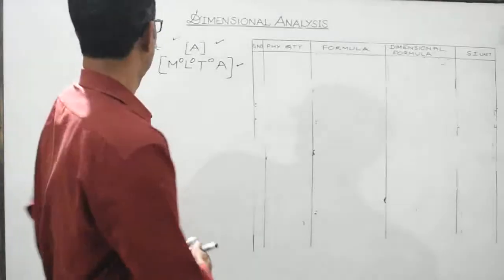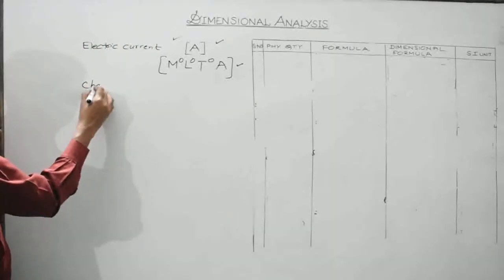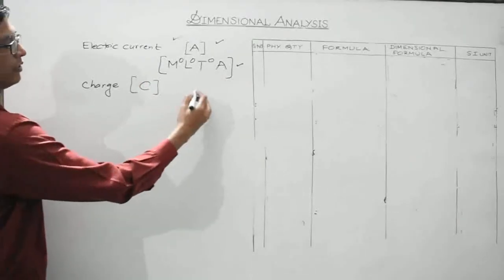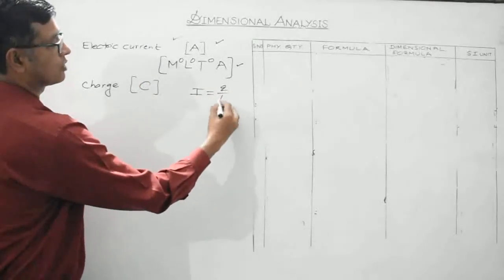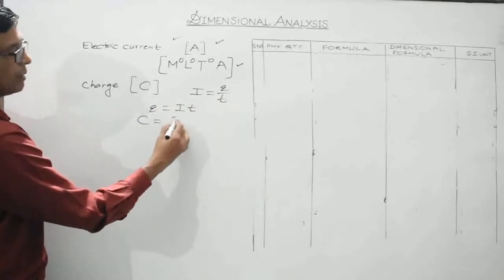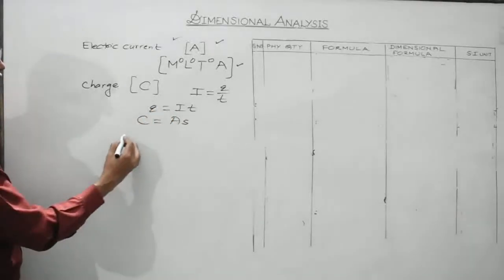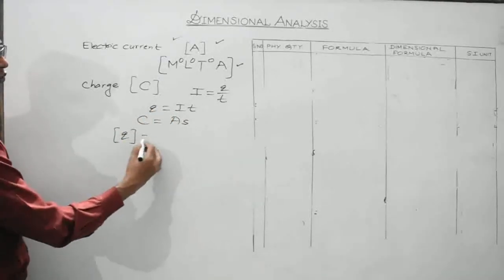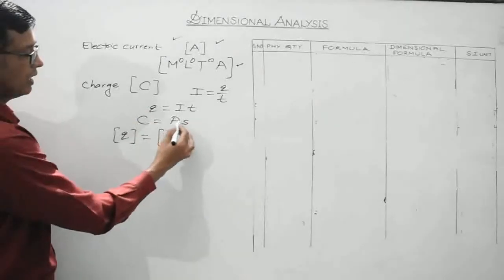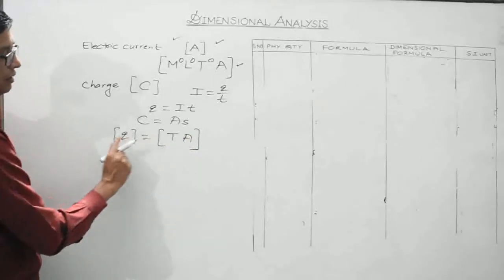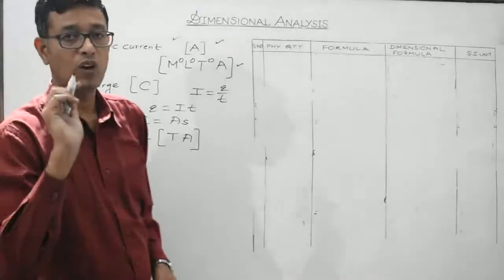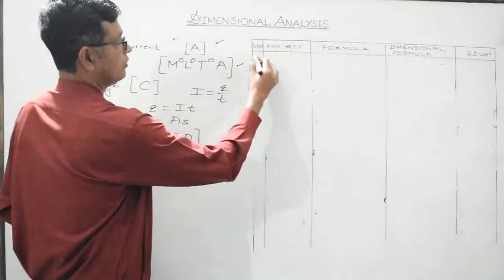So what we have discussed is current, now electric charge. What about its SI unit? It is coulomb. We are aware of this formula. Current is rate of flow of charge. So charge would be equal to I multiplied by T. So coulomb is ampere second. So the dimensional formula for the charge is represented by Q. It will be equal to TA, where T represents second, time, and A ampere. The dimension of charge in time is 1. The dimension of charge in ampere is 1. Right? So let's proceed further.